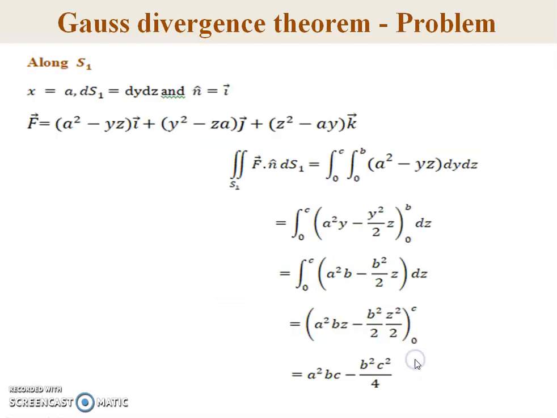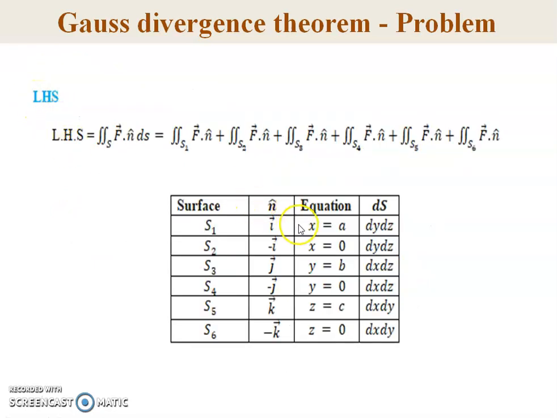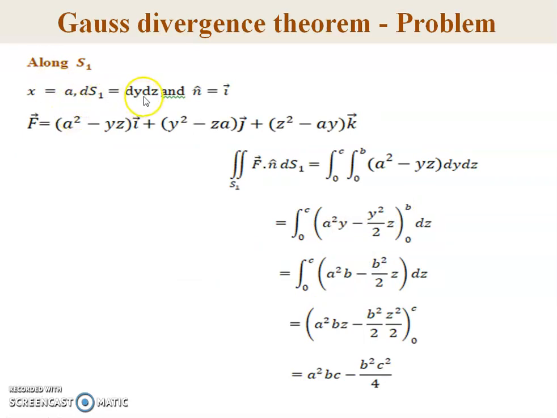Next, we are going to calculate the surface integral over each surface, starting with S1. For x equal to a, what is the equation of the surface? The equation is x equal to a, n cap equals I vector, and dS1 equals dy dz. Put x equal to a in the F vector: (a square minus yz) I vector plus (y square minus za) j vector plus (z square minus ay) k vector.